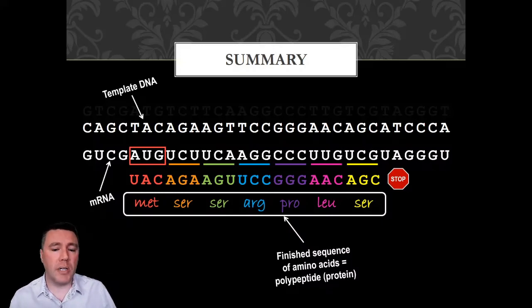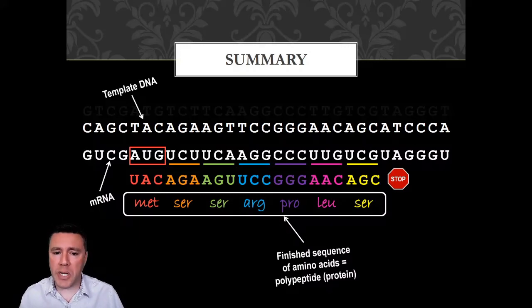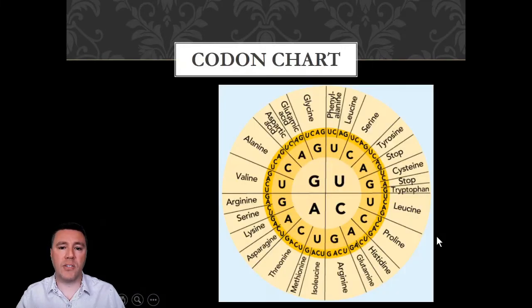Now, the last thing we're going to take a look at is how it is that these codons up here can correspond to a particular amino acid. How is it that adenine, guanine, guanine corresponds to arginine, or cytosine, cytosine, cytosine corresponds to proline? That's where this comes in. This is called a codon chart.